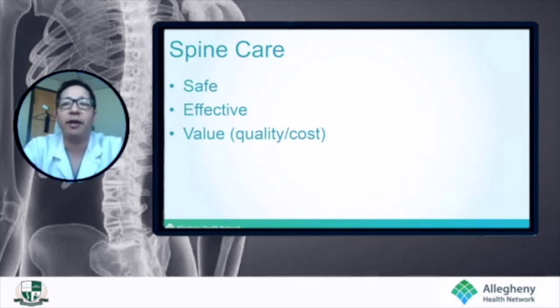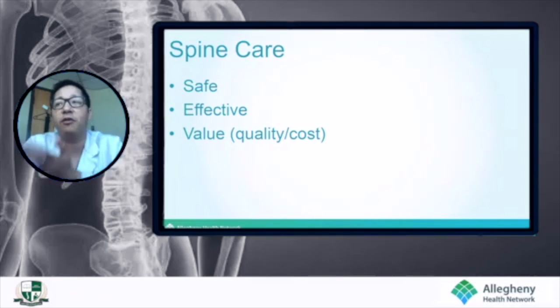So when we think about spine care, we think about 3 aspects. We think about safety first. We do no harm is always the first thing that we think about, especially any physician in medicine. The next thing we think about is effectiveness. We want to be able to treat the pathology at hand. And the next part is something that we really haven't been trained on in residency, or at least formally, which is value. And that's really talking about quality over cost, how much bang for the buck that we can get in regards to treating a patient.